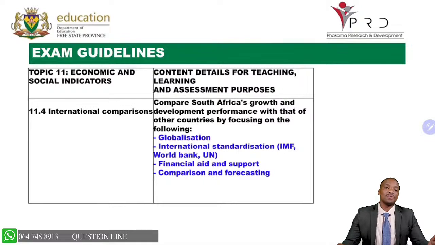We are looking at institutions such as the International Monetary Fund, which is the IMF, the World Bank, as well as the United Nations. Then comparison in terms of financial aid and support. Lastly, comparison and forecasting.